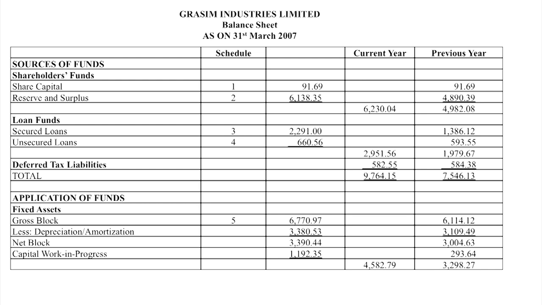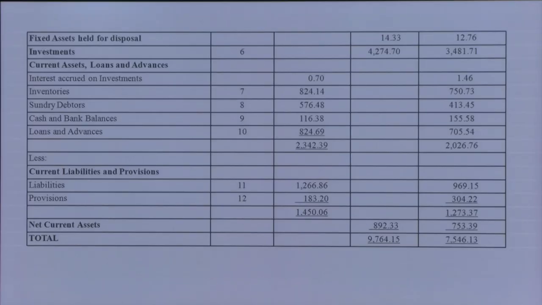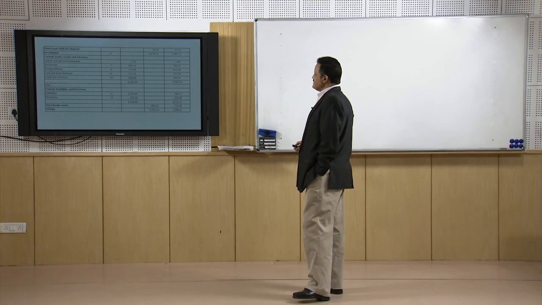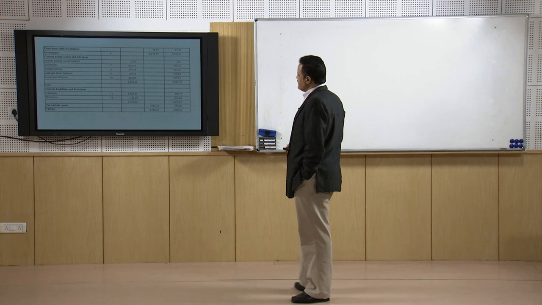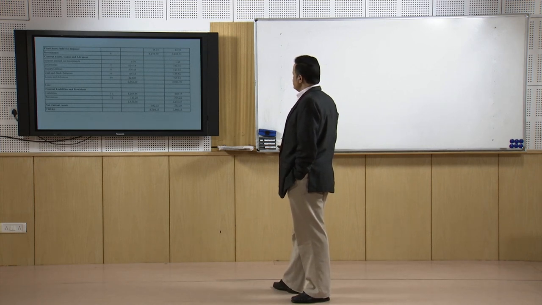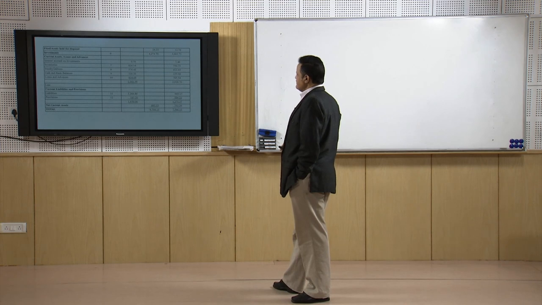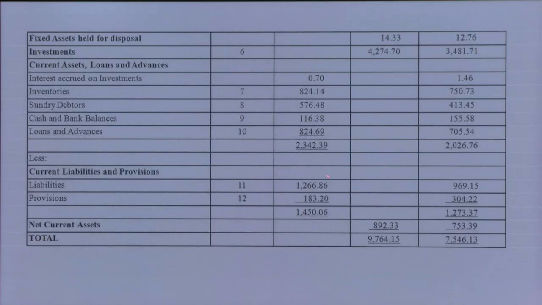If you look at the assets, they are justifying their total investment, and they have the gross block of assets, that is 6770 crores, and then after depreciation it is half, that is 3390.44 crores in 2007, and it has come down because of the depreciation. Then they have some capital work in progress. They have got quite a good amount of investments also, which they have made outside the firm. And if you look at the other incomes, they are about 70 lakhs, 0.70 crores, and similarly the other assets.